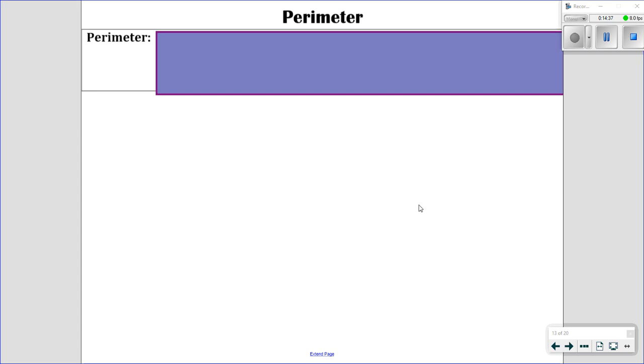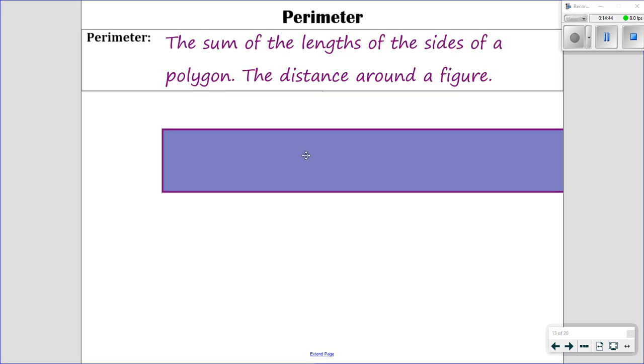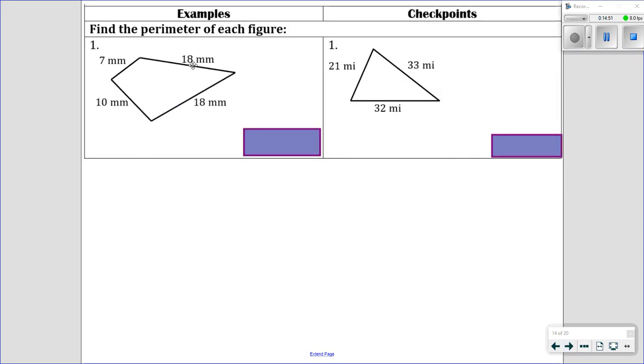Right. We have perimeter. You already know what perimeter is. Perimeter, you add up all the sides. So it's the sum of the lengths of the sides of a polygon. It's the distance around a figure. So basically, they say find the perimeter of each figure. You're basically adding all up. If you were to use your calculator, you have 7 plus 10, that gives you 17. These two together give you 36. So 36 plus 17, that gives you 53 millimeters.